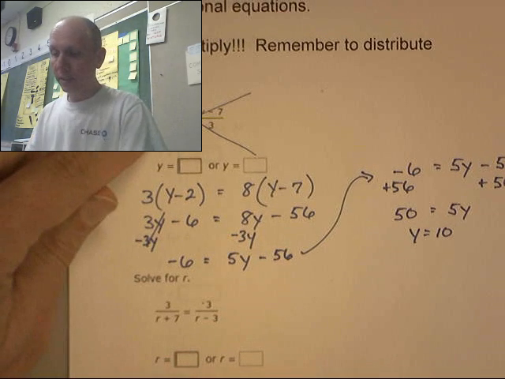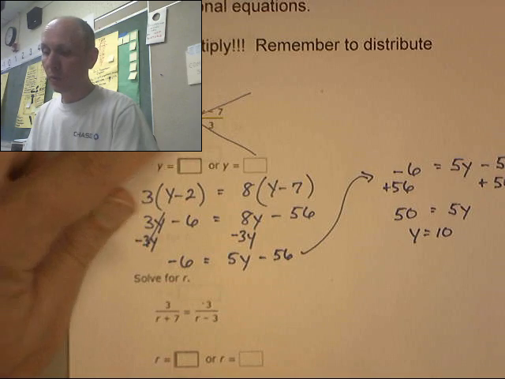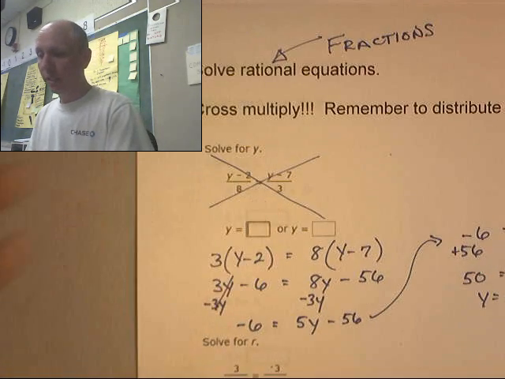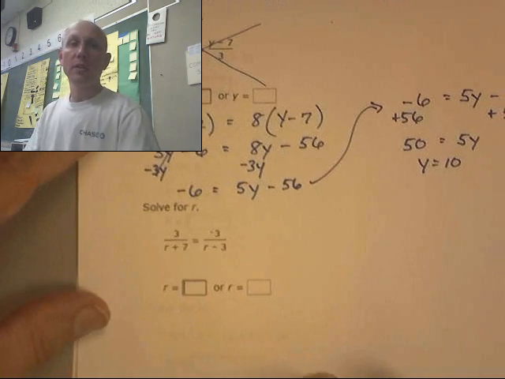I could check that. 10 minus 2 is 8. 8 divided by 8 is 1. 10 minus 7 is 3. 3 divided by 3 is 1. So it does work. So next one.